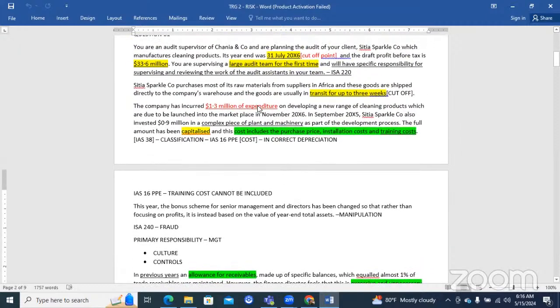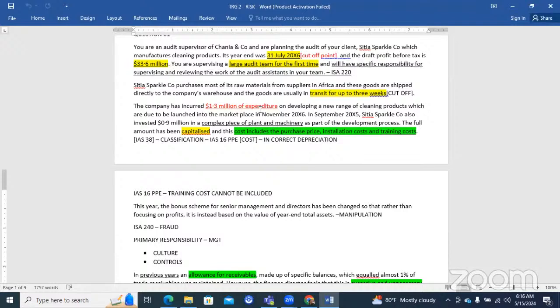Now students, the company has incurred 1.3 million expenditure on developing a range of cleaning products which are due to be launched into the marketplace in November 2006. So how much expenditure? 1.3 million. When there is an expenditure in your exam case studies, IAS 16 speaks about 2 types of expenditures. One is revenue expenditure, two is capital expenditure.